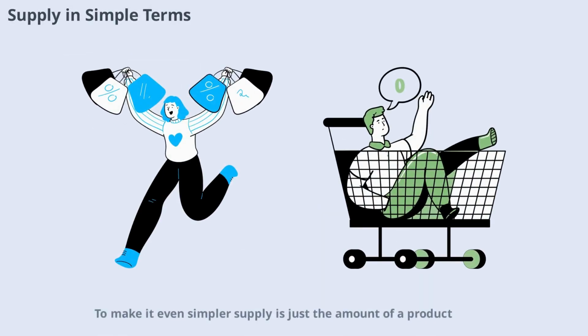To make it even simpler, supply is just the amount of a product that sellers are ready to sell at different prices. Imagine a shop owner deciding how many items to put on the shelf based on what customers are willing to pay. If the price is right, more goods are supplied. If not, fewer goods make it to the market. This basic idea is at the heart of supply and helps us understand how sellers make decisions every day.